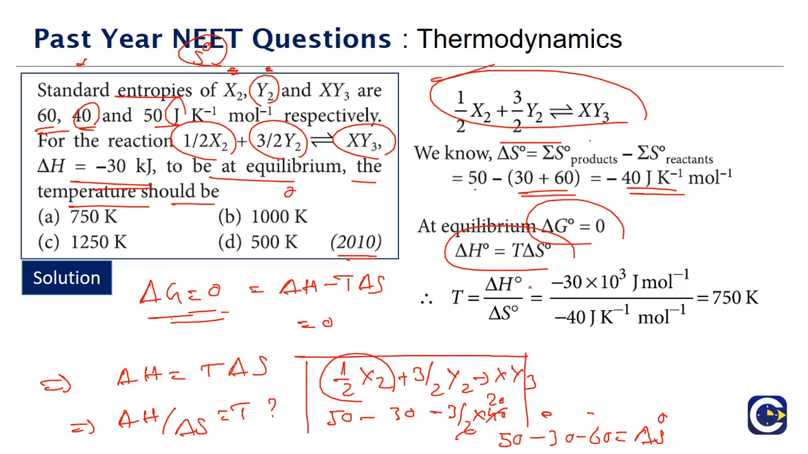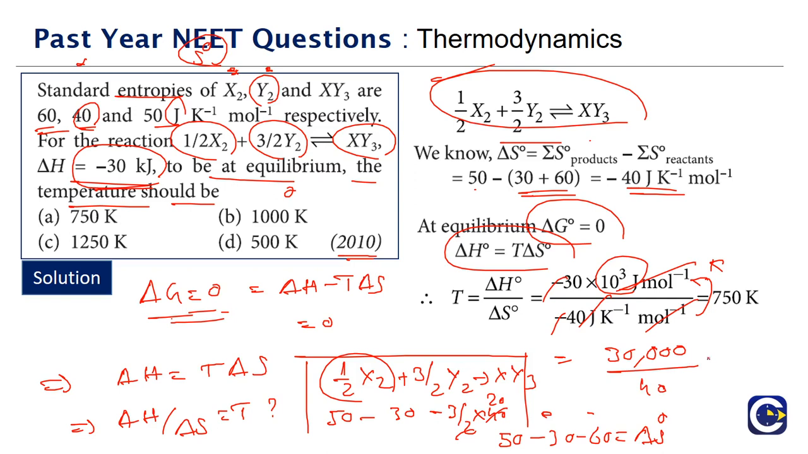Here delta H is minus 30 kilojoule. Kilojoule means 10 power 3 joules. So here joule per mole is cancelled. Kelvin power minus 1 will go to the numerator, and it will become Kelvin. So what is it? It is nothing but the minus is cancelled.